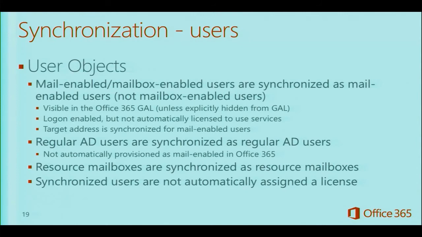Now, from a user object perspective, your on-premises mailbox-enabled users and mail-enabled users, they're synced to Office 365 as mail-enabled users. So whether they have a mailbox or just an SMTP address, they're going to end up as a mail-enabled user inside of Office 365. And we do that for obvious reasons. We want the mailbox to exist only in one location. You wouldn't want the same mailbox to exist in multiple places.